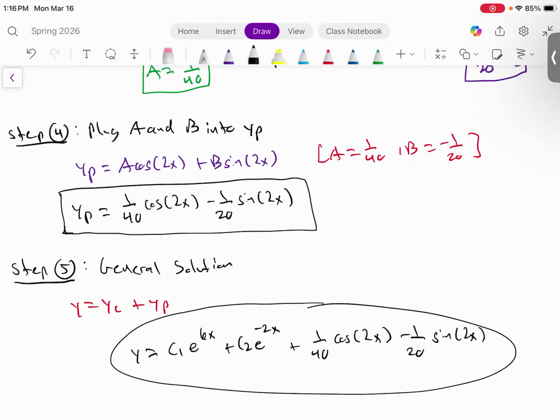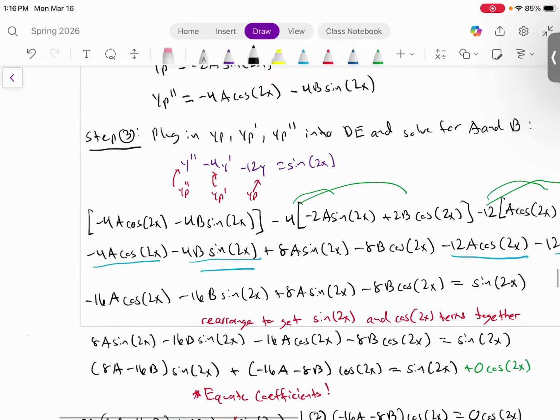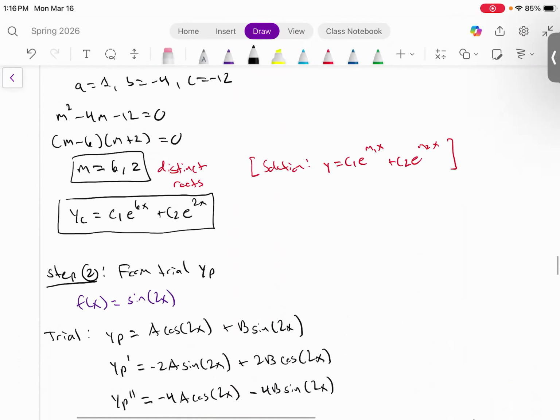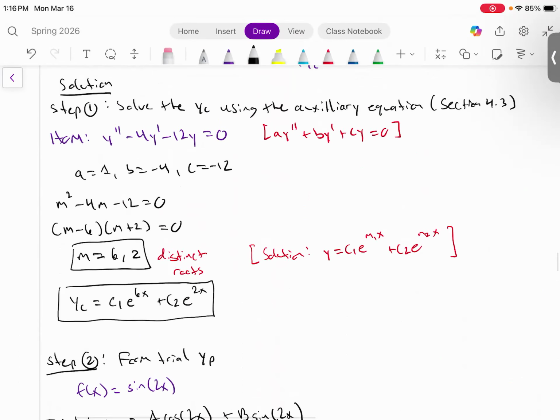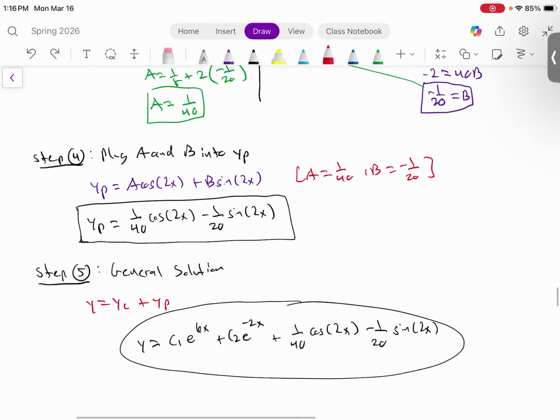Okay, so like I was saying, most of the work is your particular solution. Getting the complementary solution is a lot less work than the particular. So that is the goal with these, to take your time with the particular.